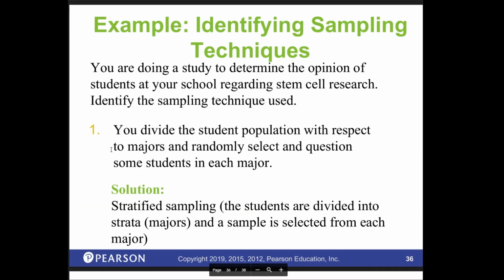So an example of identifying sampling techniques: you are doing a study to determine the opinion of students at your school regarding stem cell research. Identify the sampling technique used. You divide the student population with respect to majors and randomly select and question some students in each major. And the solution to this would be stratified sampling, because the students are divided into strata, which are majors, and a sample is selected from each major.